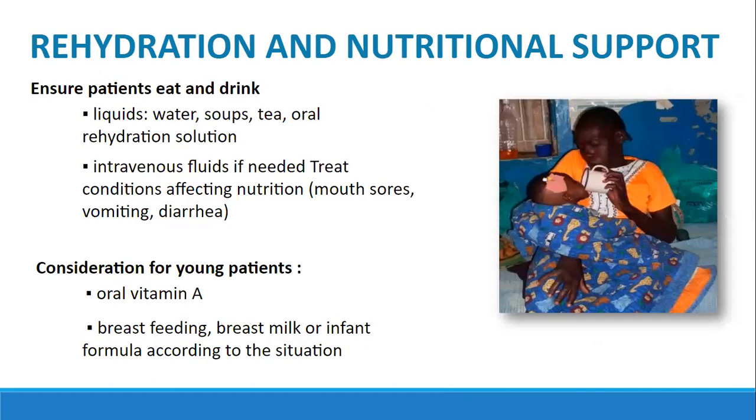Then rehydration and nutritional support. Vomiting and diarrhea leading to dehydration is one of the complications of monkeypox. So we have to ensure the patients eat and drink liquids like water, soup. We have to advise the patient to increase the liquid intake. They can take water, soups, tea, oral rehydration solution. Intravenous fluids, if needed, should be given to the patient.